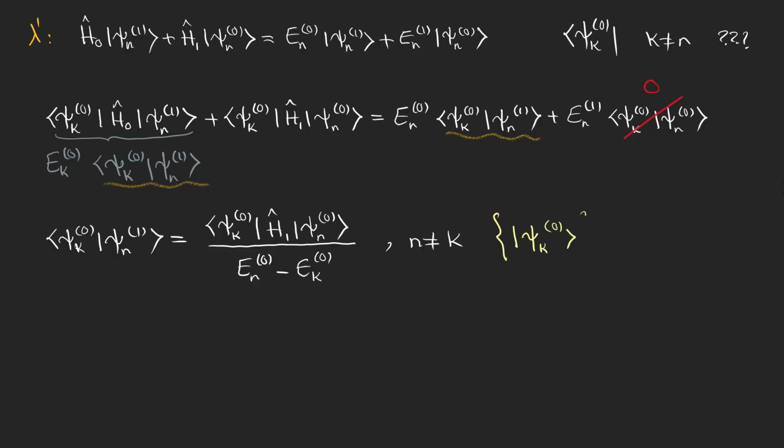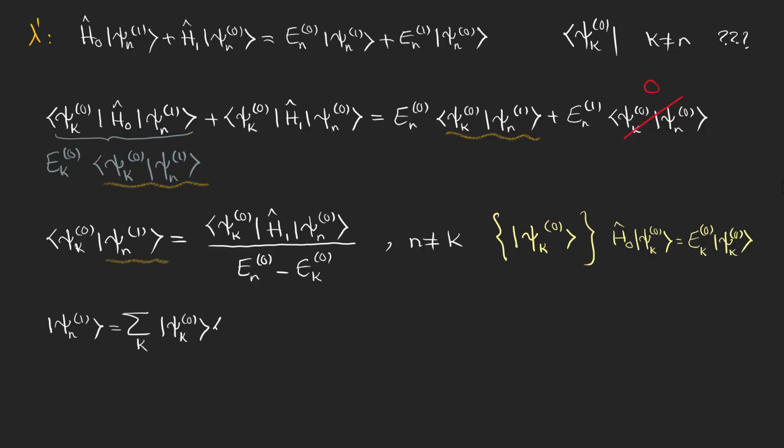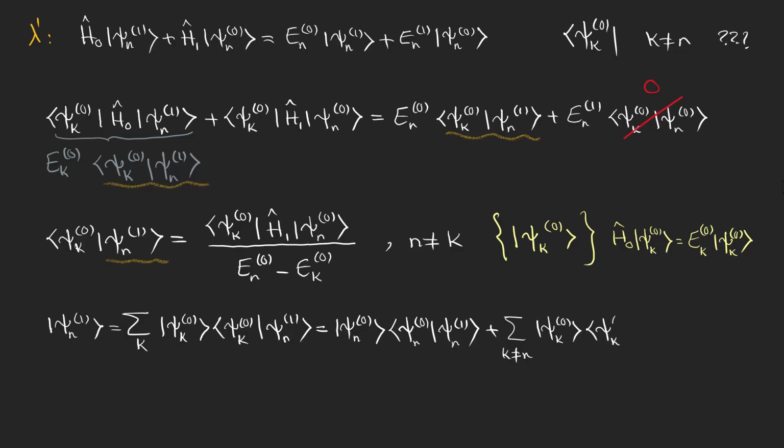Let me remind you that for the unperturbed Hamiltonian, we already know these eigenfunctions and we can use them to expand psi n1. This is how we can expand this ket based on these eigenkets. Let's separate it into two parts. The first part involves n, and the second part includes all the other eigenkets, shown by subscript k, and k cannot be n. We also know that this expression can be calculated using the expression above.